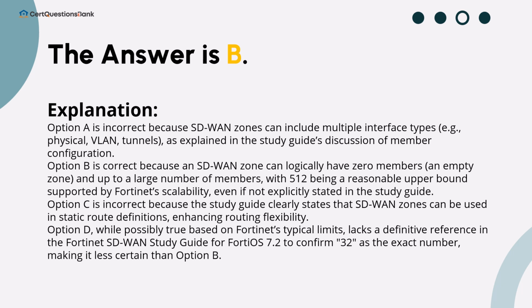in the study guide. Option C is incorrect because the study guide clearly states that SD-WAN zones can be used in static route definitions, enhancing routing flexibility. Option D, while possibly true based on Fortinet's typical limits, lacks a definitive reference in the Fortinet SD-WAN study guide for FCSS 7.2 to confirm 32 as the exact number, making it less certain than option B.